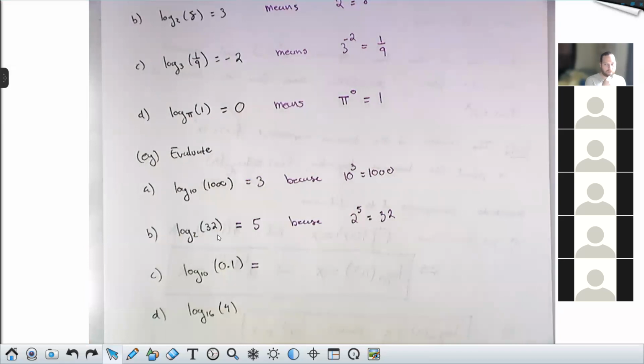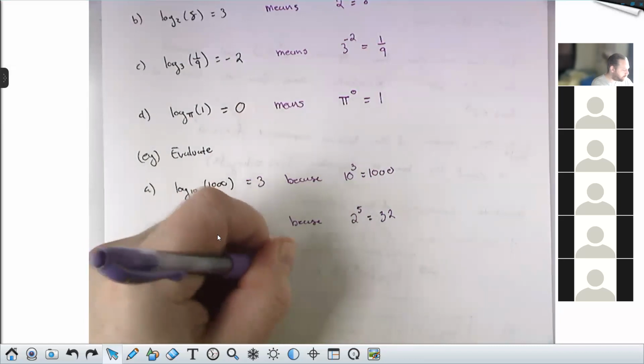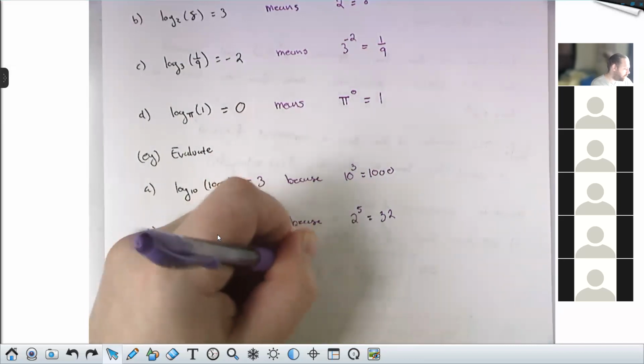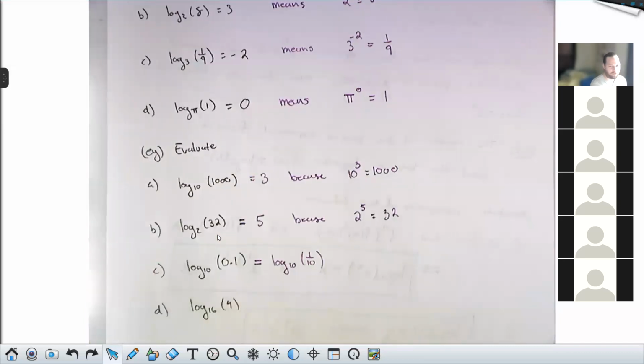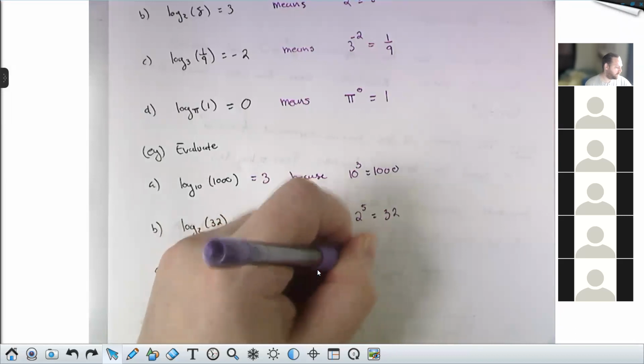Would it be -1? Yeah, it's -1. So I would even first write this as the base 10 log of 1/10. I think that's easier to see, right? 0.1 is the same as 1 over 10. And 1 over 10 we know is the negative first power of 10. So the base 10 log of 1/10 is the power to which you raise 10 in order to get 1/10, and that is -1. I'm not going to write the because statement for this guy.